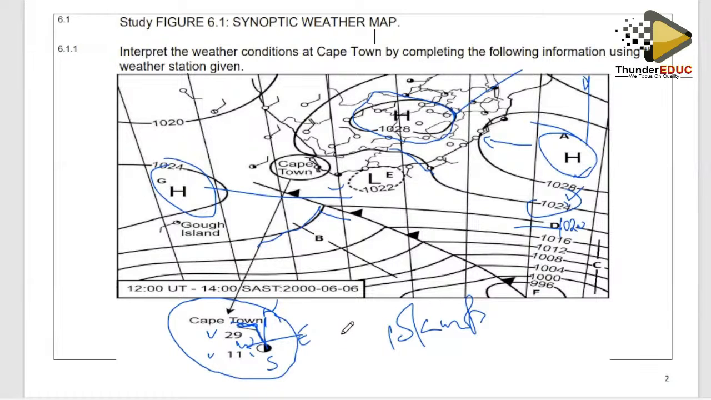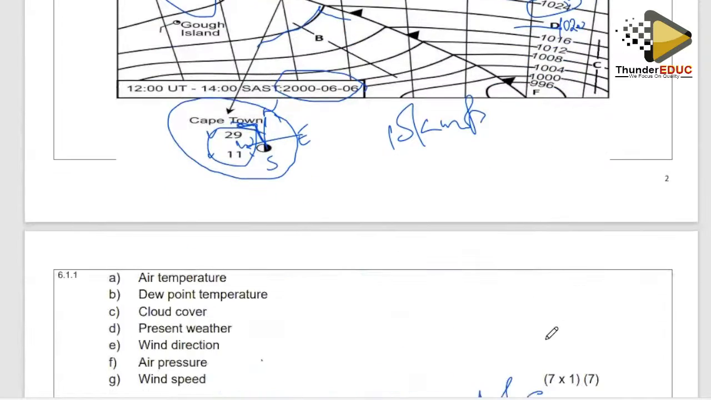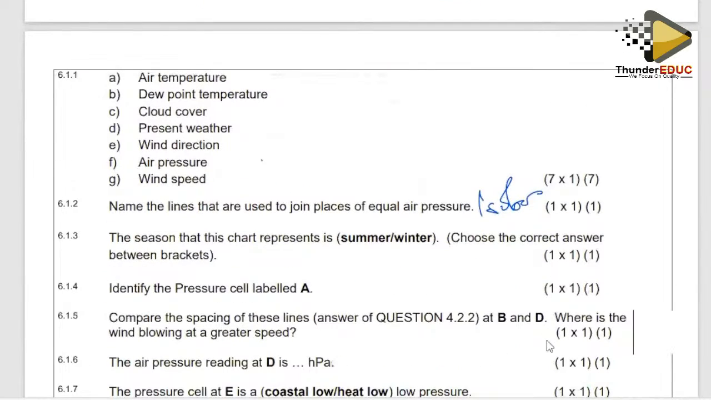So given those two, we can safely conclude that it's winter. Also, if you come to our date, this is 2000, June 6th. June, like what we have been mentioning, is typical of a winter map in the southern hemisphere. And also if we check our temperatures, maximum is 29 and minimum is 11, which suggests that the temperatures are not very high. If you're having a maximum of 29, which is typical of winter conditions. Right, so we have a lot of evidence which gives us the justification that this map is a winter map.